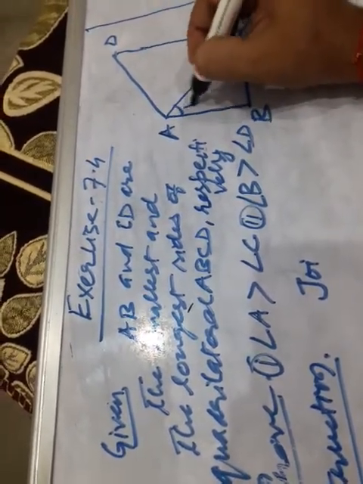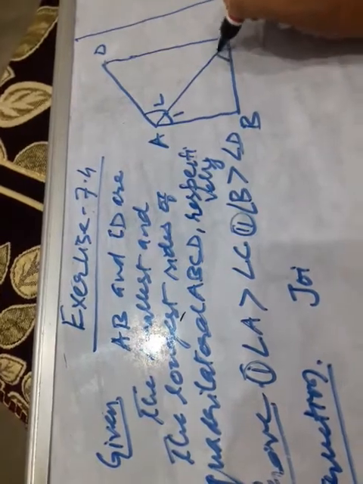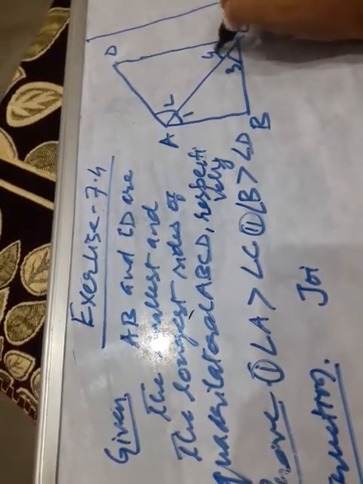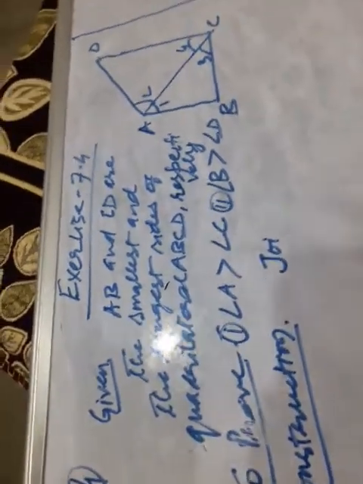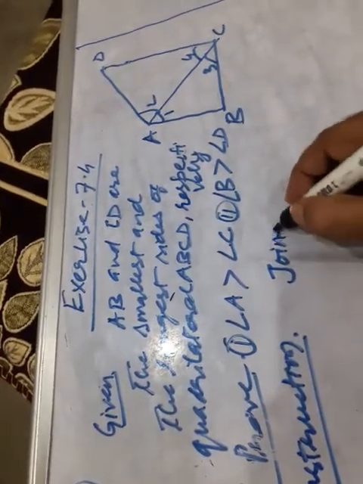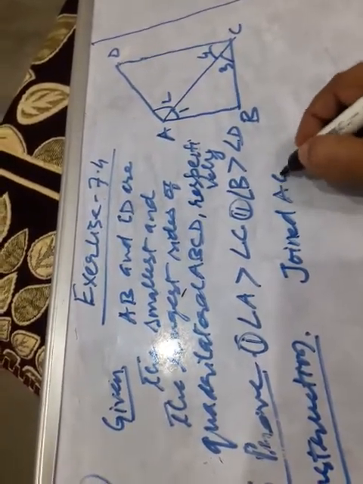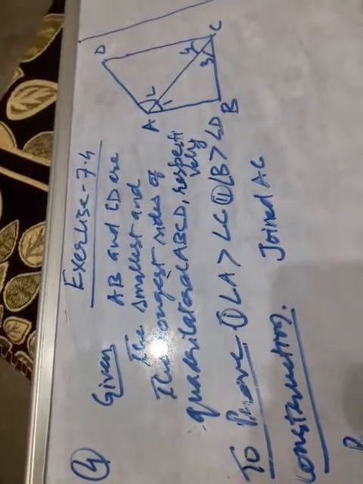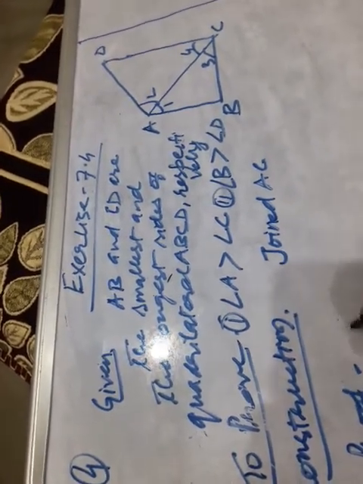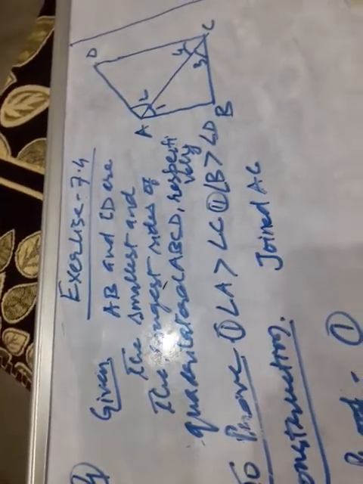Let this be angle 1, this is angle 2, this is angle 3 and this is angle 4. Okay, children. Joined AC. Now let us start the proof of 1. That is, what is given?